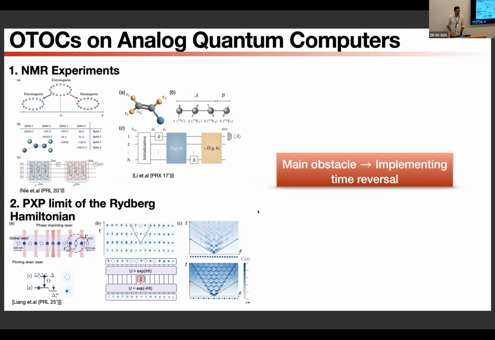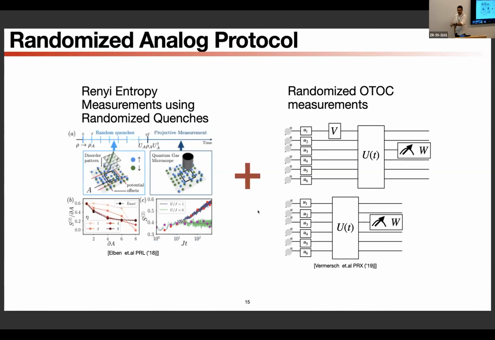If you consider NMR experiments in analog quantum computing, OTOCs have been done in NMR experiments for quite a long time, and were actually first developed there as a way of doing a Loschmidt echo sequence. Specifically in the PXP limit of the Rydberg Hamiltonian, you can do some clever tricks and invert the sign of the Hamiltonian using just a single pulse. But in general, the hard thing about implementing these OTOCs in an analog quantum computer is that sign reversal operation you need to do.